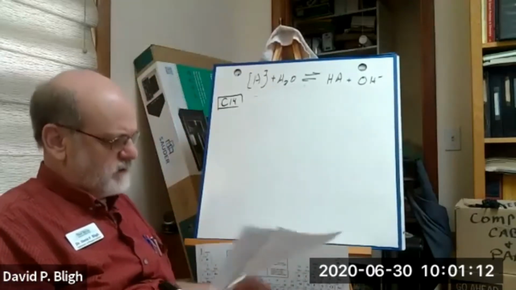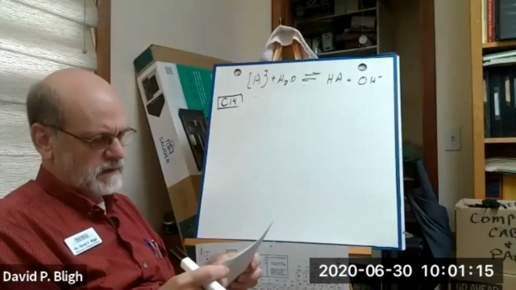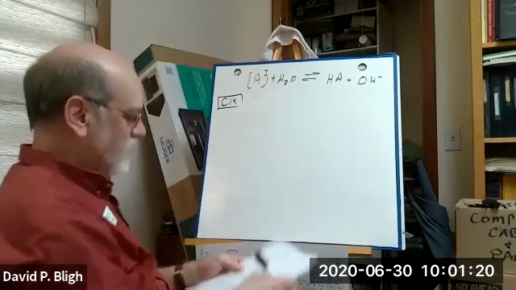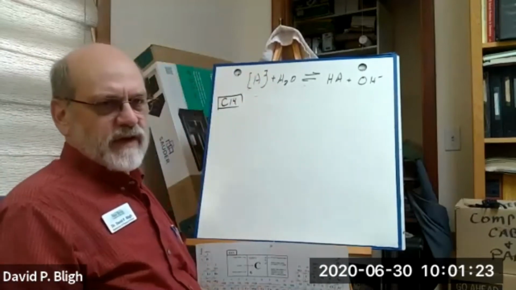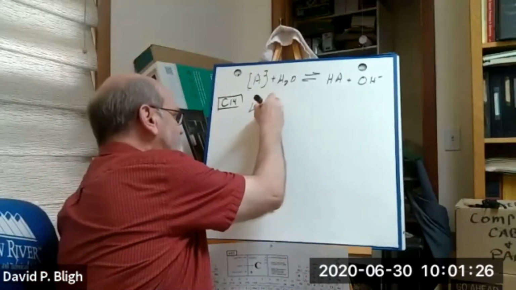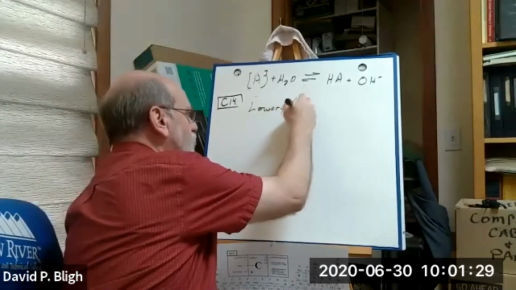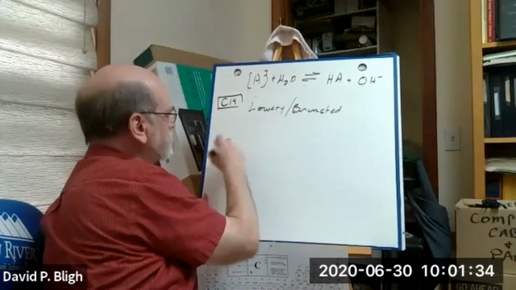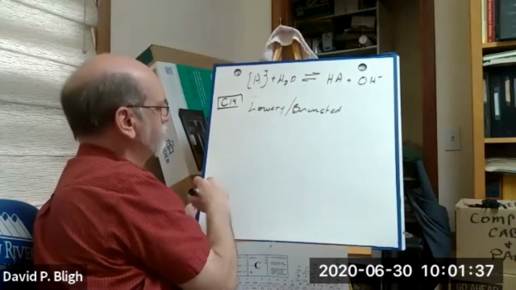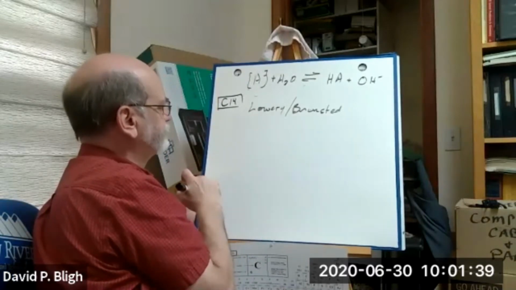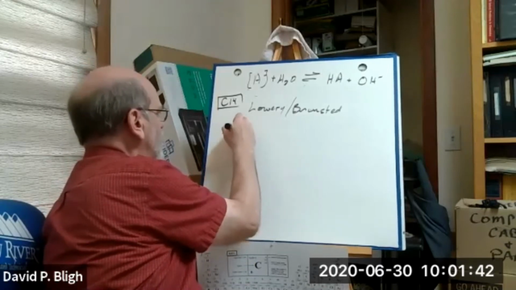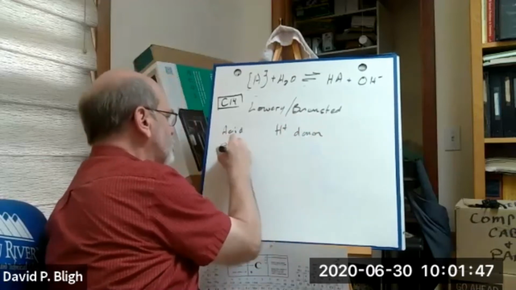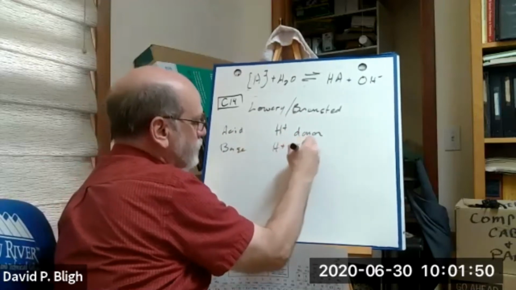Okay, let's see. Lewis acids and bases. Right. So let's make the connection with Lowry-Bronsted first. Lowry-Bronsted says what? An acid is a proton donor. The base is a proton acceptor.